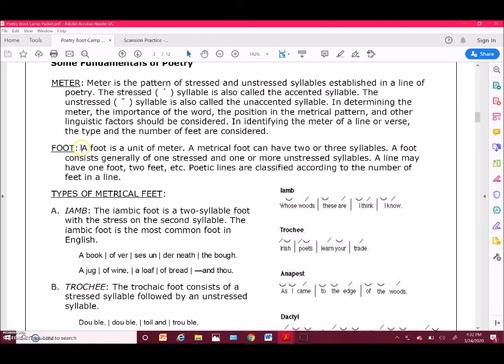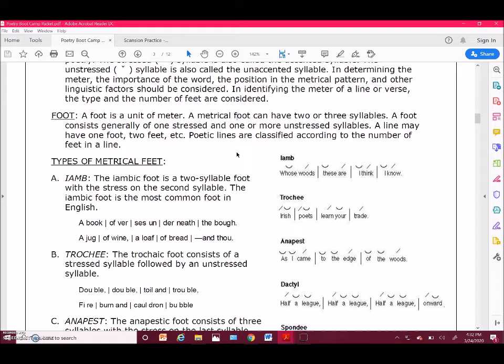Remember, a foot is a unit of meter. It's used to measure basically the syllables in the line, the sounds in the line. A foot will usually have 2 or 3 syllables in it, but sometimes you'll find that things are broken up unevenly. It's not a perfect or exact science, so just kind of do your best, honestly.